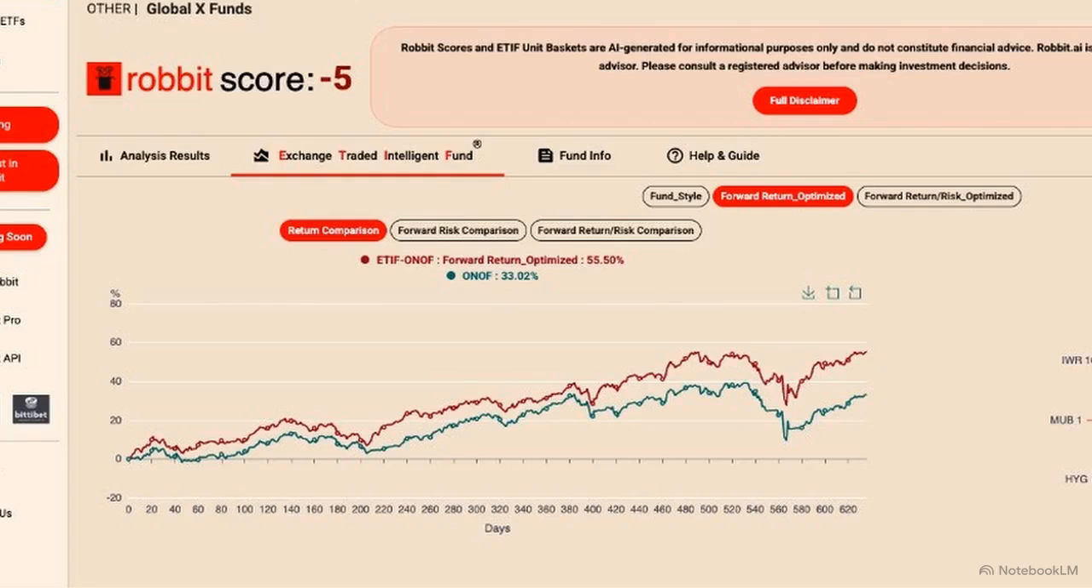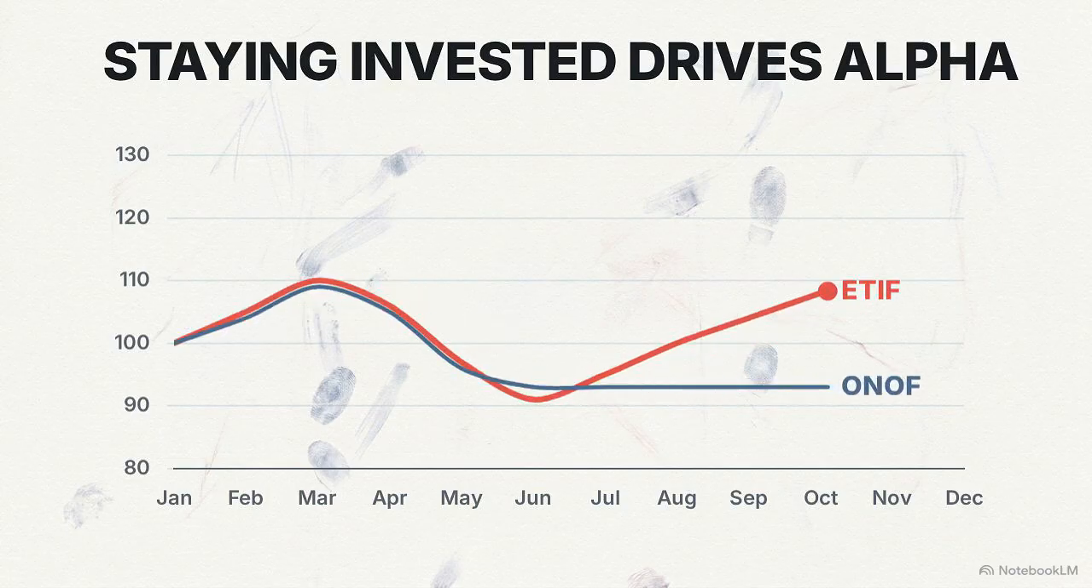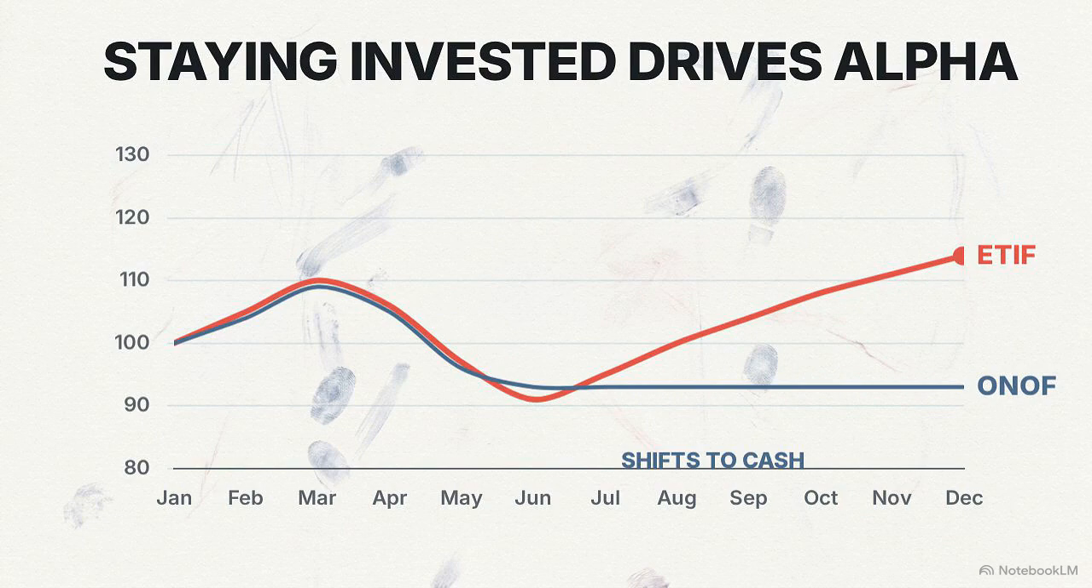This chart plots the macro strategic return projection. The blue line tracks ONOF's actual performance, while the red line tracks the AI's ETF basket. The ETF model achieves a 55.50% projected return over a 650-day window, outpacing ONOF's 33.02%. That 22.48% gap expands steadily. The AI generates this excess return by completely ignoring ONOF's technical signals and refusing to shift to cash.